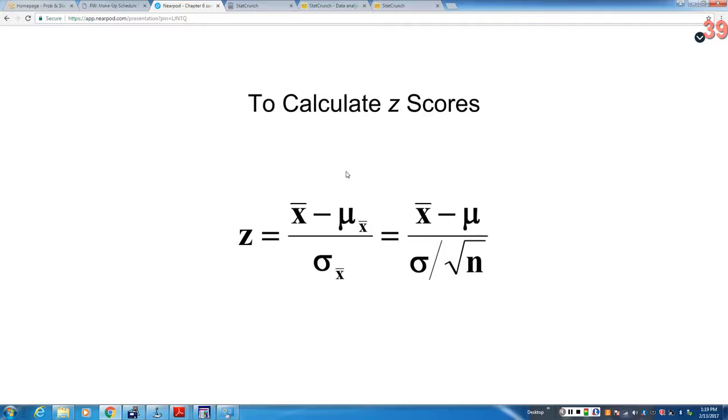And now your normal standard score changes. Instead of subtracting the population mean, you're going to be subtracting the mean of the sampling distribution. Guess what? It's the same number. Divided by your standard error. Now this is what's going to change, because instead of just the standard deviation, you're going to take the standard deviation divided by the square root of the sample size. That's what changes. Any questions on that?